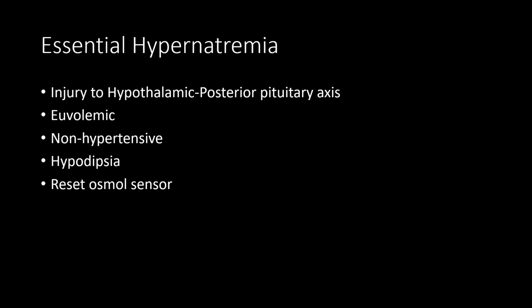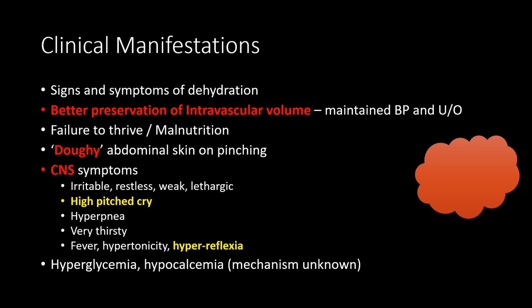Usually when the osmolality increases or the effective circulating volume falls, the osmoreceptor should get stimulated. But when the osmolality is increasing or effective circulating volume is decreasing, and still the osmoreceptor is not getting stimulated, the thirst will not get stimulated. That means osmolality will keep on increasing. So that will lead to essential hypernatremia, and it is very rare in children. So coming to the clinical manifestations, similar to hyponatremia, we'll discuss.